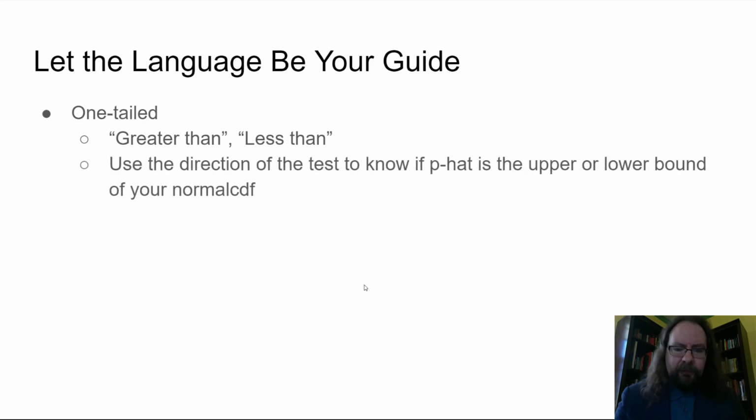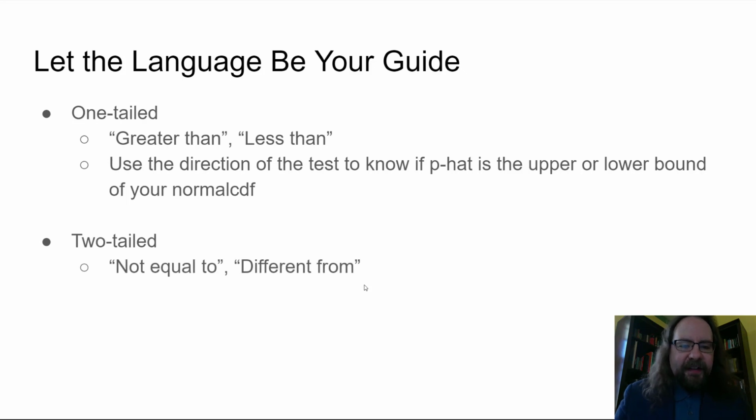So you can use a one-tailed test. When you do a one-tailed test, you will use the direction of the test to know if your p-hat is your upper or lower bound of your CDF. If you're testing greater than, it will be your lower bound. If you're testing less than, p-hat will be your upper bound. You should use a two-tailed test if the language says not equal to or different from. If the language never implies a greater or less than situation, you should run a two-tailed test.